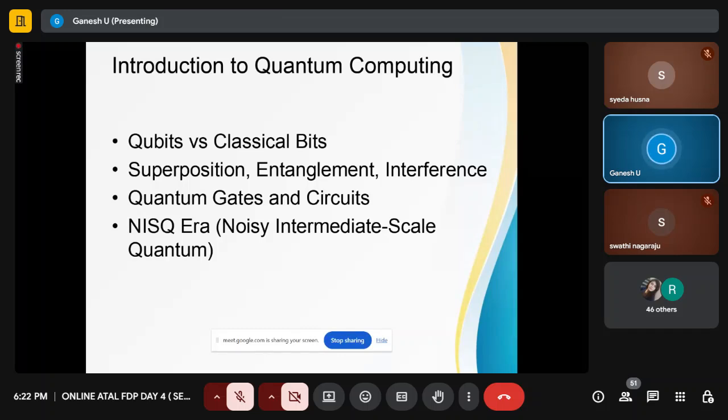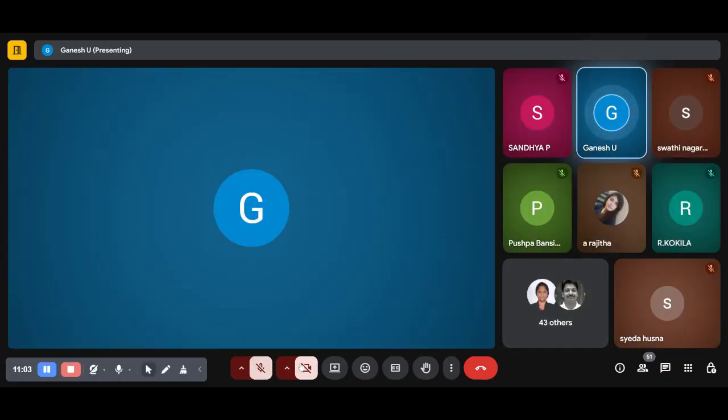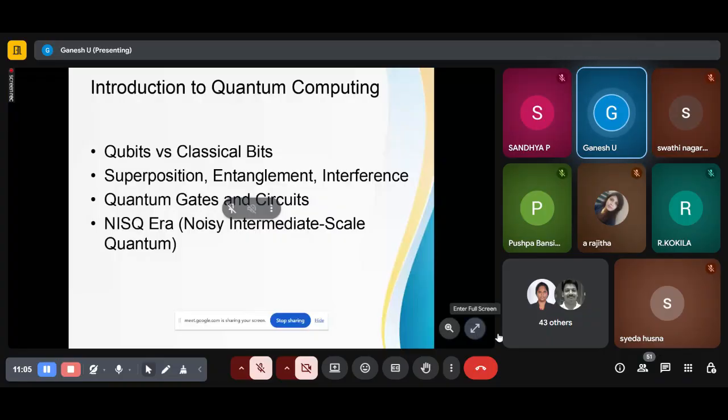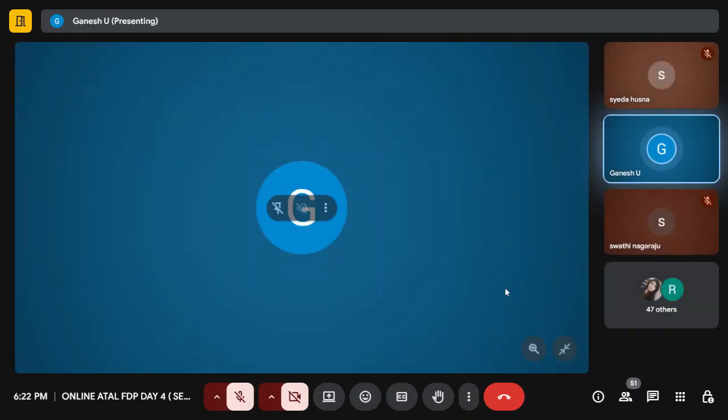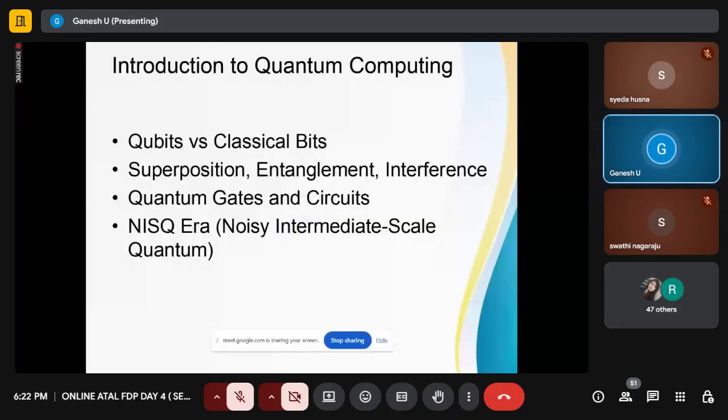A pair of magical dice: if you have taken them, whenever you roll one and you get a 6, the other instantly also shows 6, even if it is on the other side of the universe. Even at that much long distance, they automatically link together and change. That is entanglement.